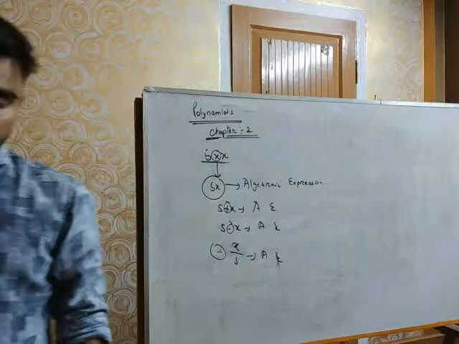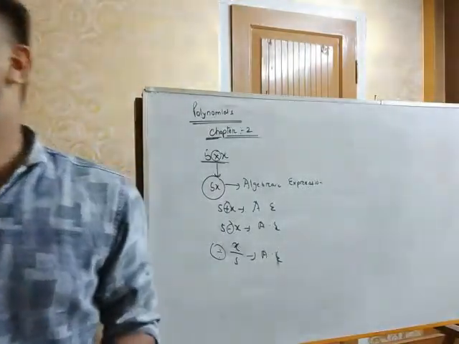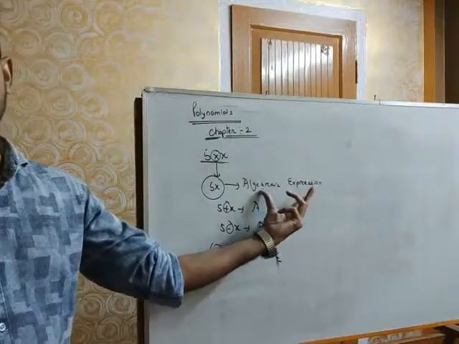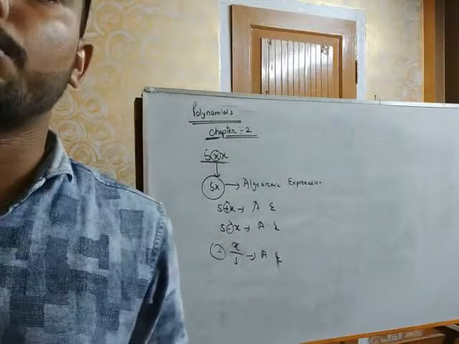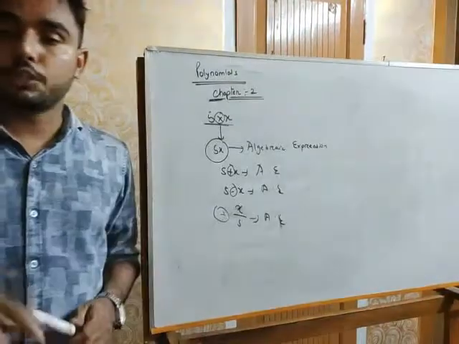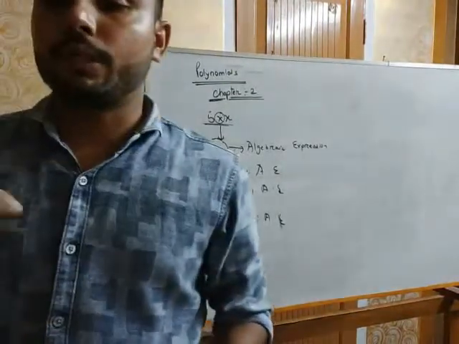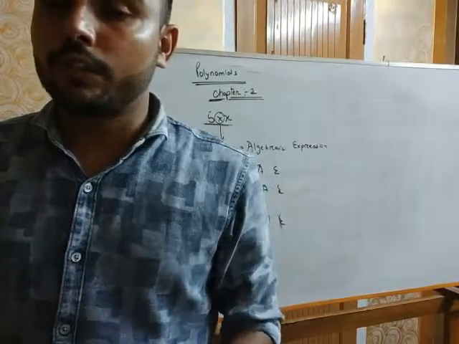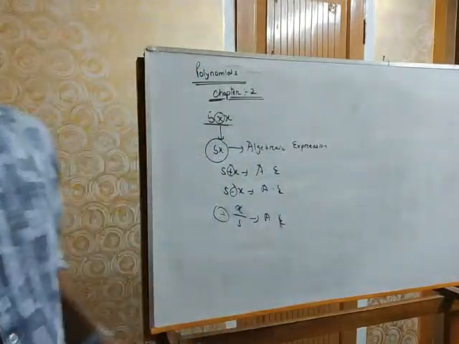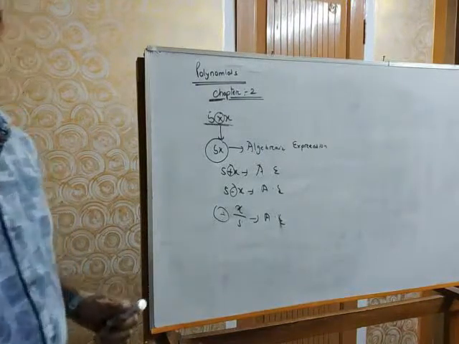Okay, so now we will learn the parts of an algebraic expression. The parts of an algebraic expression have a special name. They are called the terms of the algebraic expression. Let me take an algebraic expression as an example.